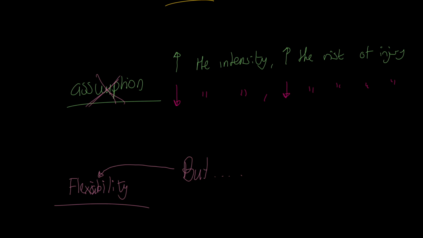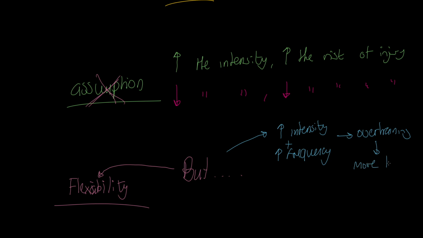We also have the following. If someone increases intensity, let's say percentage of one repetition max, and they increase frequency, if someone increases both these things, this would be considered overtraining, okay? Not following the principle of progressive overload. In this scenario, we would suggest it's more likely that there's going to be injury.